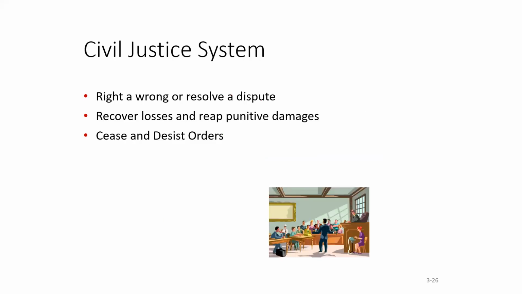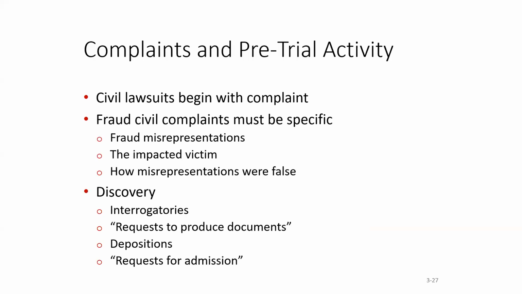All right, now let's talk about the civil justice system. Where the criminal justice system is the state prosecuting a wrongdoer, the civil system is a means for people who have been wronged to sue the wrongdoer. So what are they suing them for? Either to right the wrong, resolve a dispute, get money or settlement, recover losses, punitive damages, or a cease and desist order. So they want someone to stop doing something. Those are the reasons that you may go into a civil justice system.